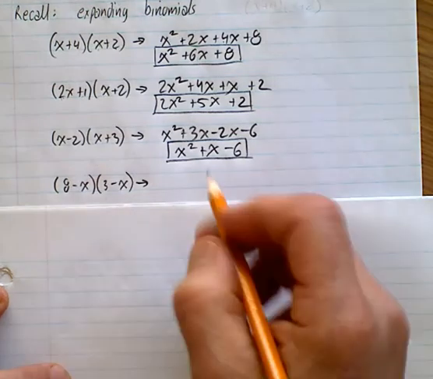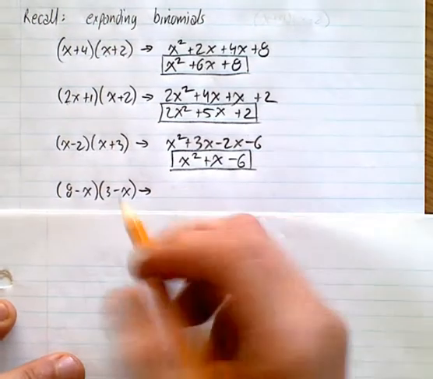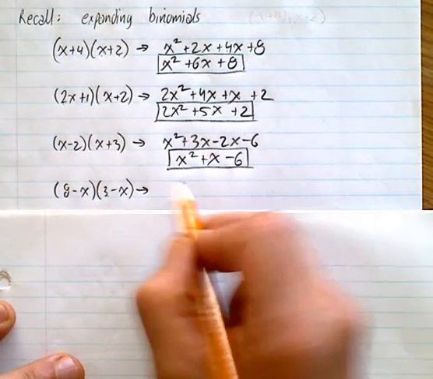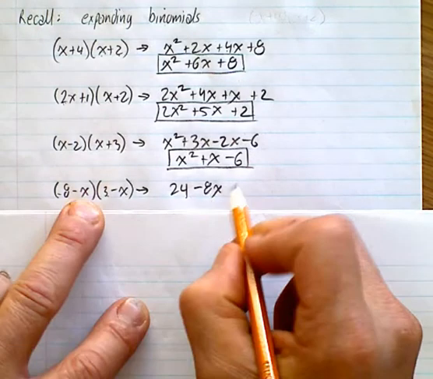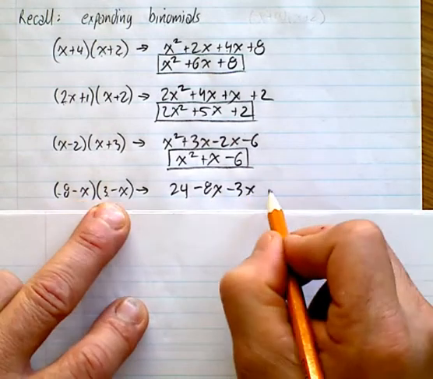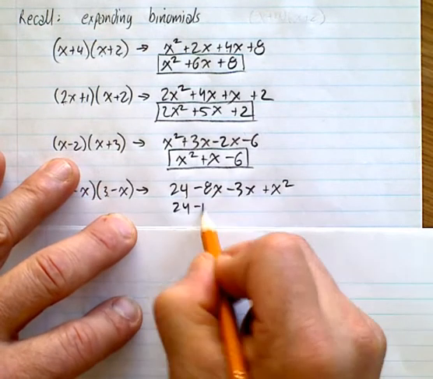Let's try this last one. Notice that there's a little bit of difference here because it's in a different order. Not that that should bother you. 8 times 3 is 24. 8 times negative x is negative 8x inside, negative 3x, and the last is plus x squared. So this will be 24 minus 11x plus x squared.